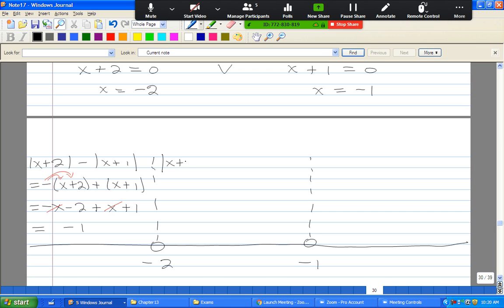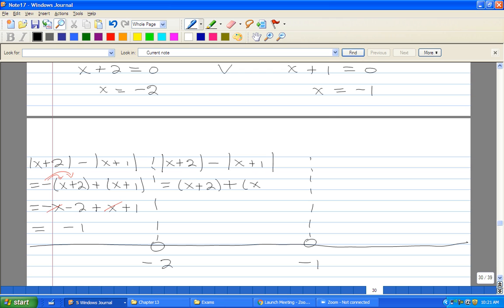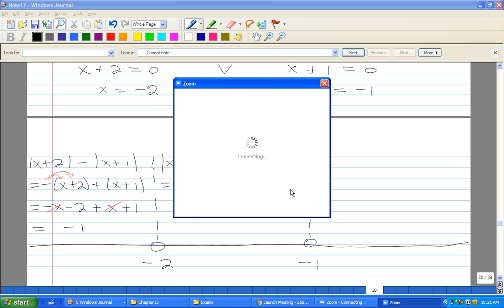Let's simplify the absolute value of x plus 2 minus the absolute value of x plus 1. Take a number between negative a half and negative 1. This is going to be positive, but the x plus 1 will be negative in this region. So you'll have to change that to a plus. Let's combine.